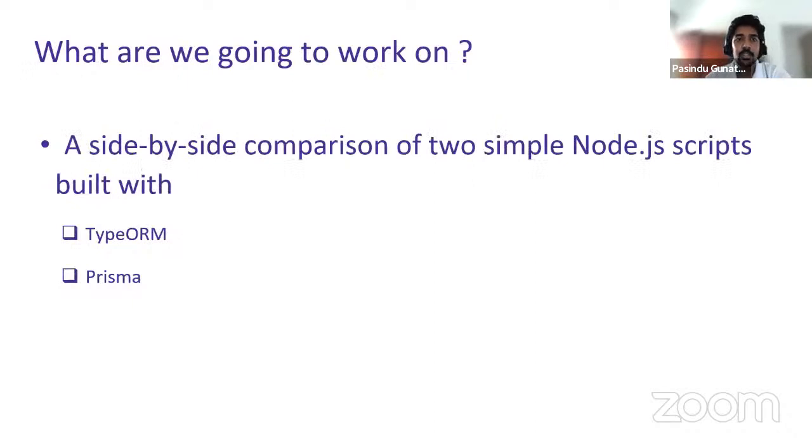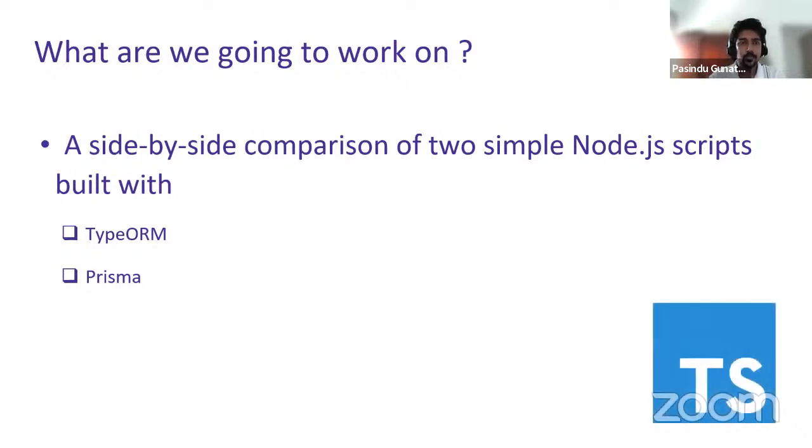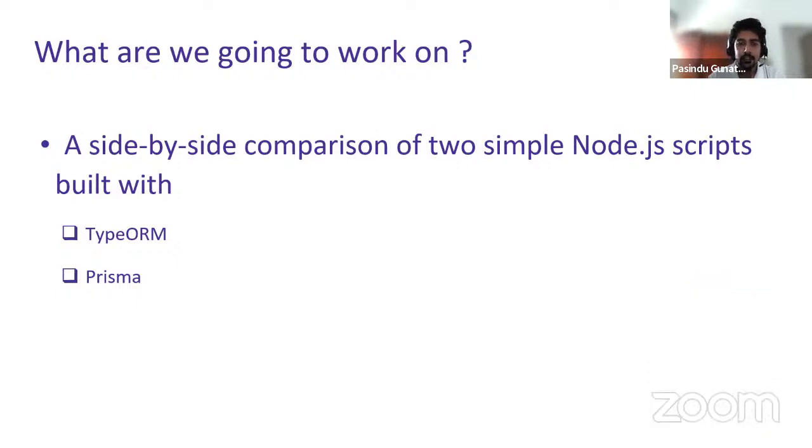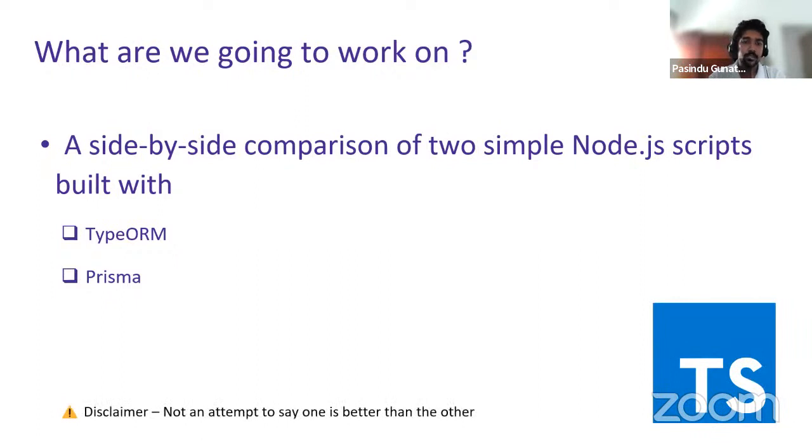So we are going to be working on a side-by-side comparison of two simple Node.js scripts. One is built with TypeORM and the other one with Prisma. This project is entirely built using TypeScript because we need type-safe database access. As a disclaimer, this is not an attempt to say that Prisma is much better than TypeORM or any other ORMs existing out there.